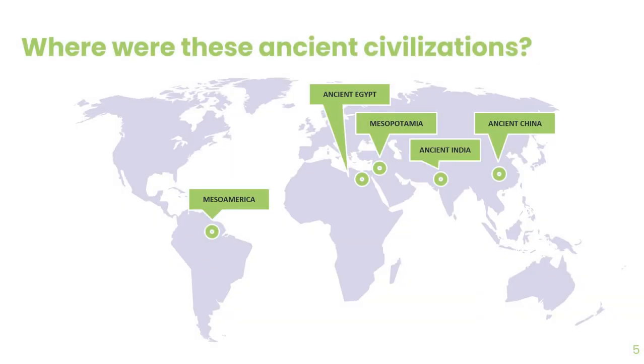So, where were these ancient civilizations? Again, we are talking about ancient civilizations, okay? They were scattered all around the globe. I have here the world map, and this is just a simple illustration of where they were located. We have here Mesoamerica in South America, ancient Egypt in North Africa, Mesopotamia, which is the present-day Iraq and Kuwait. We have ancient India and ancient China.